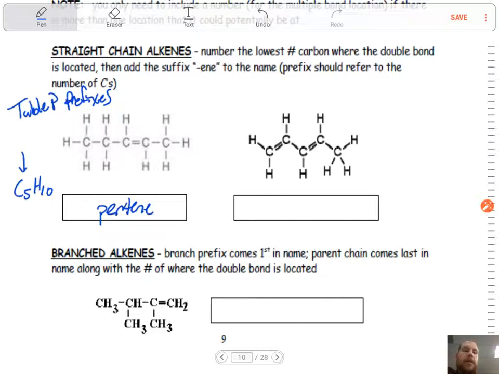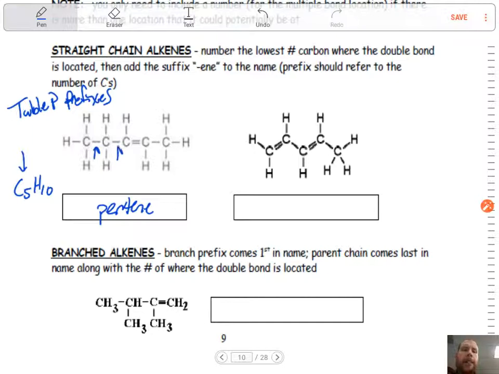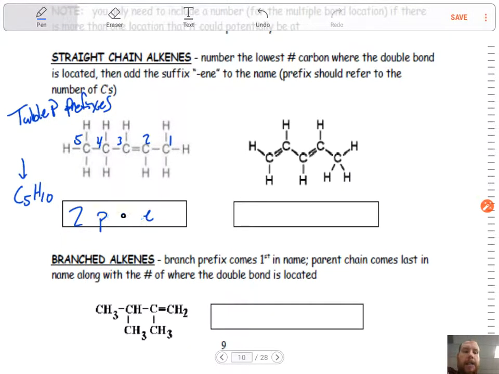But is there more than one possible location for that double bond? Absolutely, because it could be here, here, here, or here. There are 4 different locations. So you've got to label your carbons so that this bond is on the lowest-numbered carbon. So this would be 1, 2, 3, 4, 5. So this would be 2-pentene. I'm going to clean that up because it doesn't look good to me.